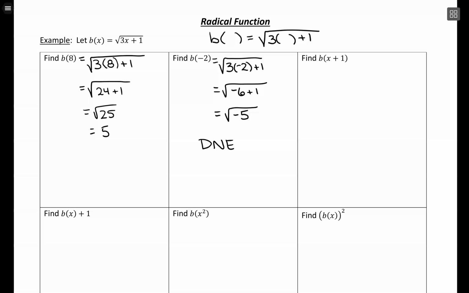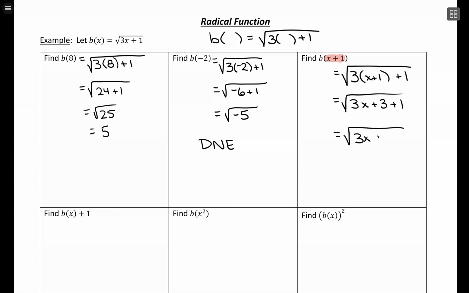Okay, in this next piece, what we're going to plug in is this whole x plus 1 as our input. So we'll be taking the square root of 3 times, and then in those parentheses we'll put that entire x plus 1, and then plus 1 on the outside from our function. So we'll distribute that 3 in, so that's the same thing as 3x plus 3, and then we still have that plus 1 at the end there. So this is going to be the same thing as the square root of 3x plus 4. So that's what it will look like if we have x plus 1 as our input.